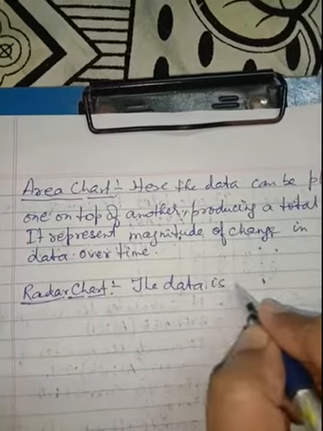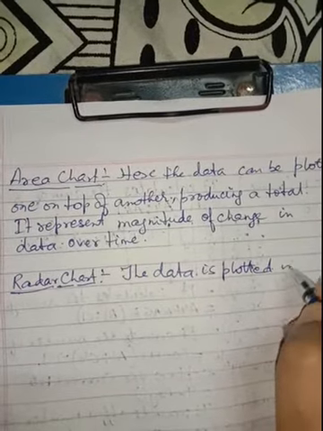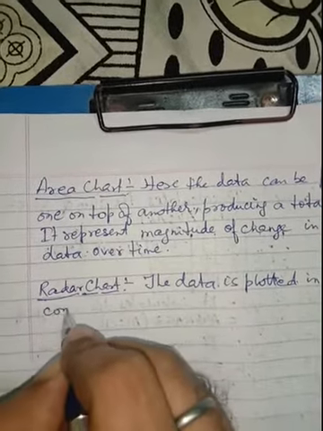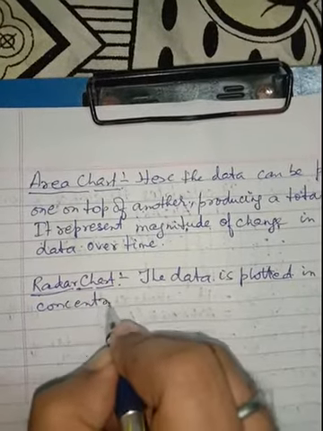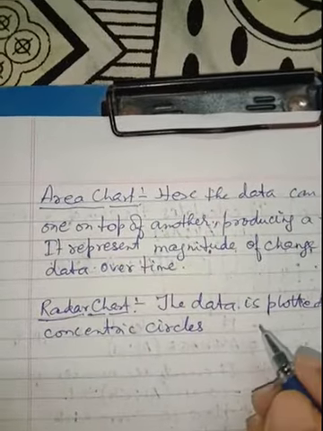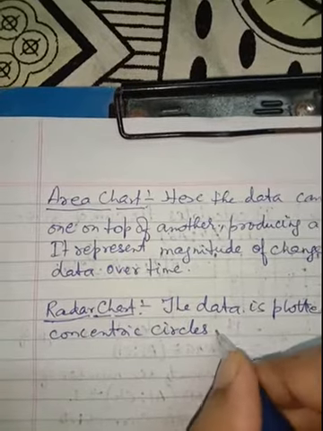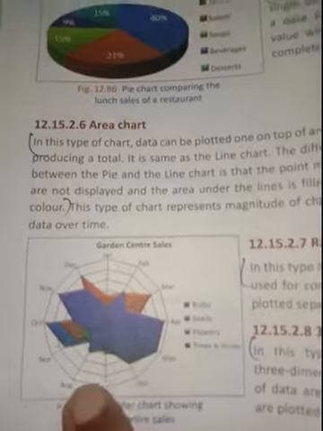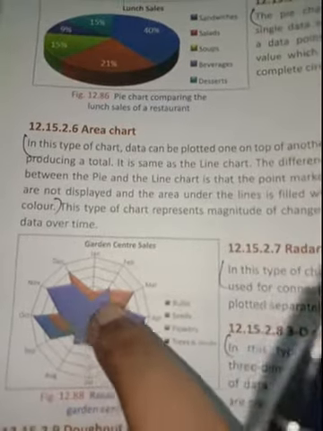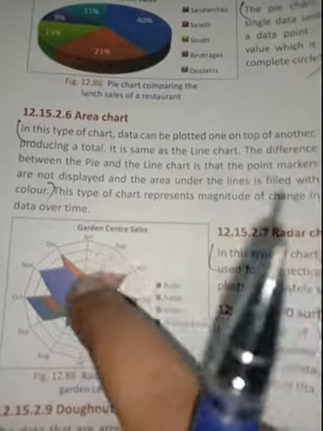So here the data is plotted in concentric circles. The lines are mostly used for connecting the values from the same series. This is an example of a radar chart. Look, the concentric circles are drawn over here and the lines are generally used to join them. So this is the radar chart.